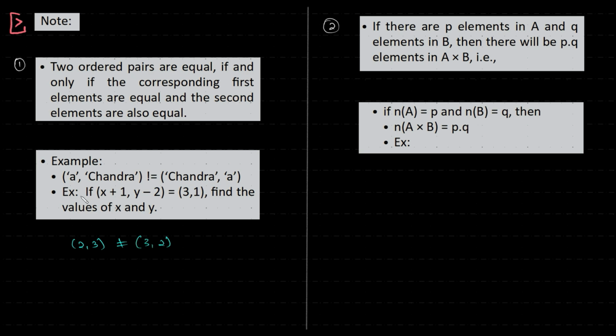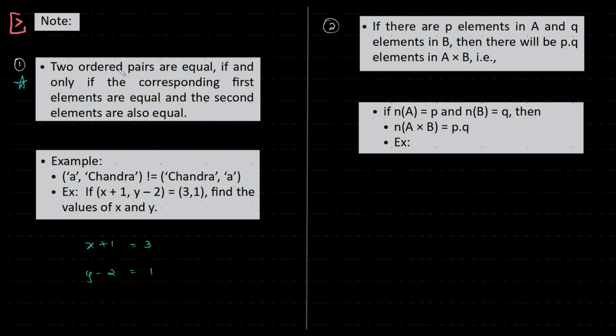How will this help? For questions like (x + 1, y - 2) being equal to (3, 1), find the values of x and y. This we have done in, I think, 8th or 9th or 10th grade. So we have learned that x + 1 can be equal to 3 and y - 2 is equal to 1. Because of this fact, this is possible. If not for this, this would not have been possible.